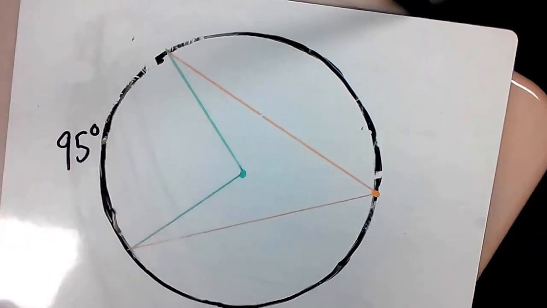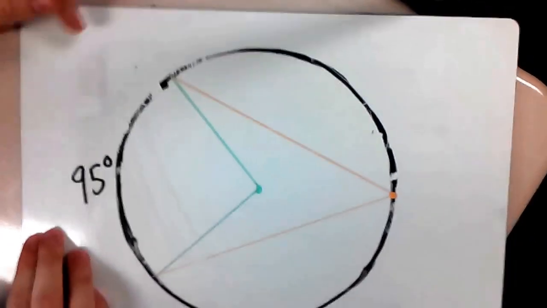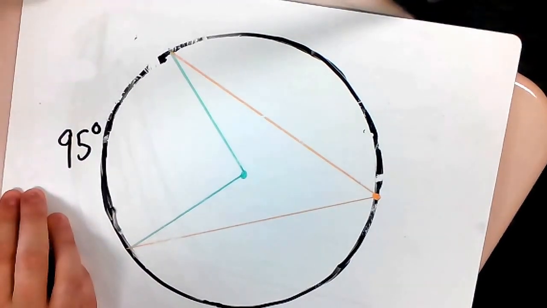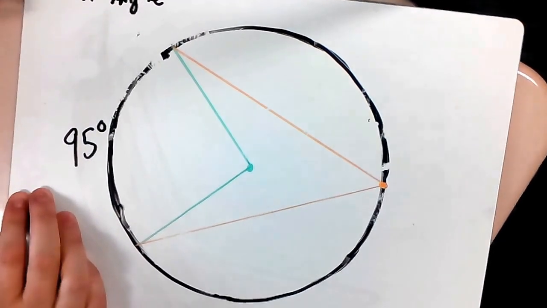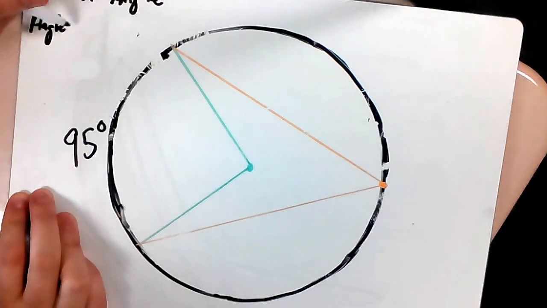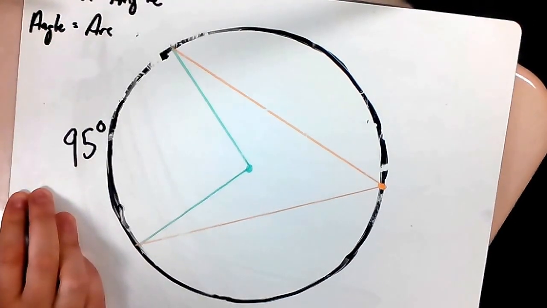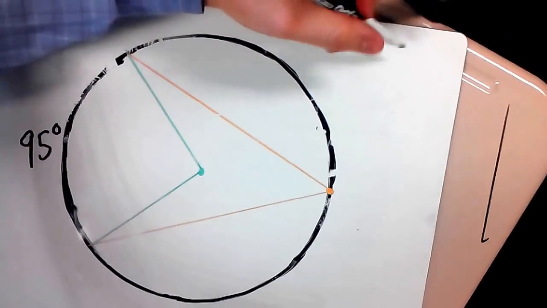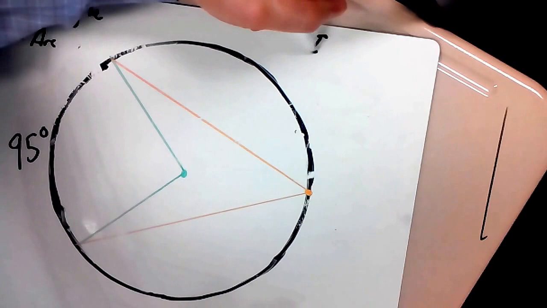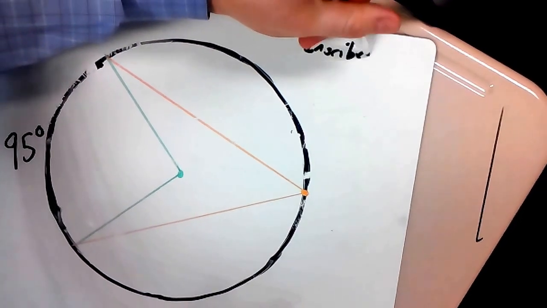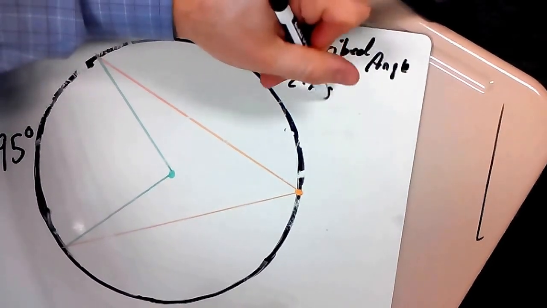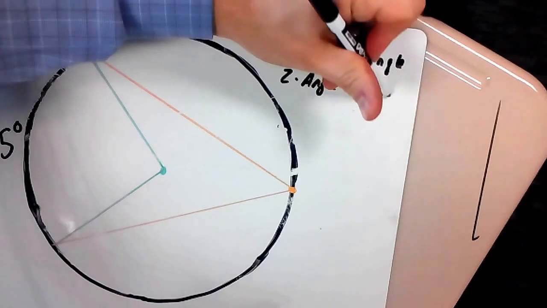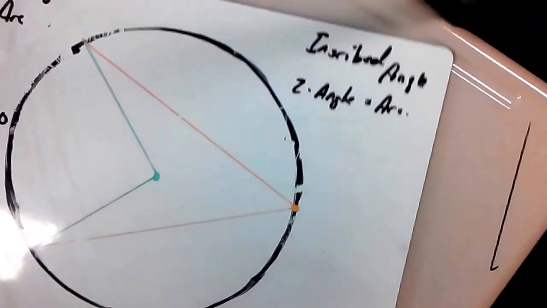So we could develop two equations or two rules for this. For a central angle, I can say that the angle equals the arc. For the inscribed angle, I could say that 2 times the angle equals the arc. Okay, let's see how that helps us solve some problems.